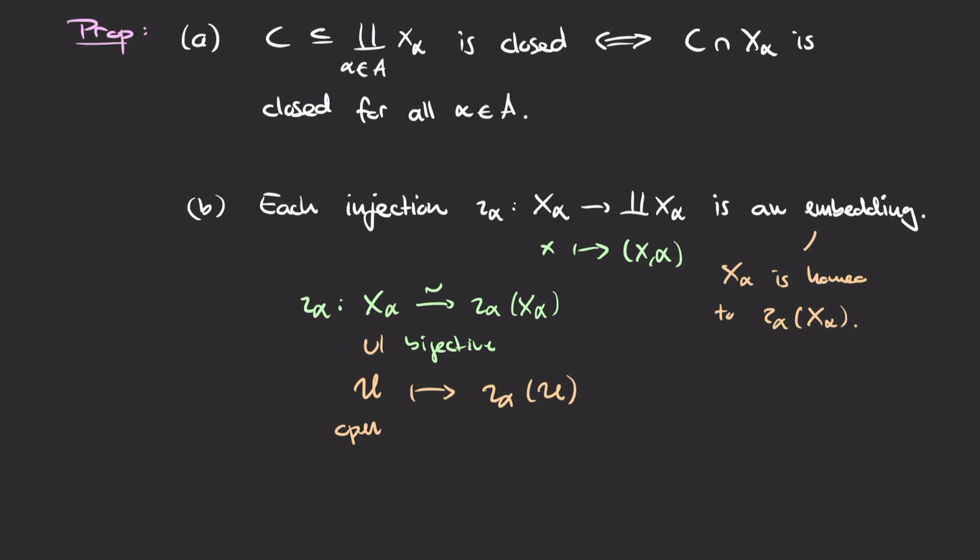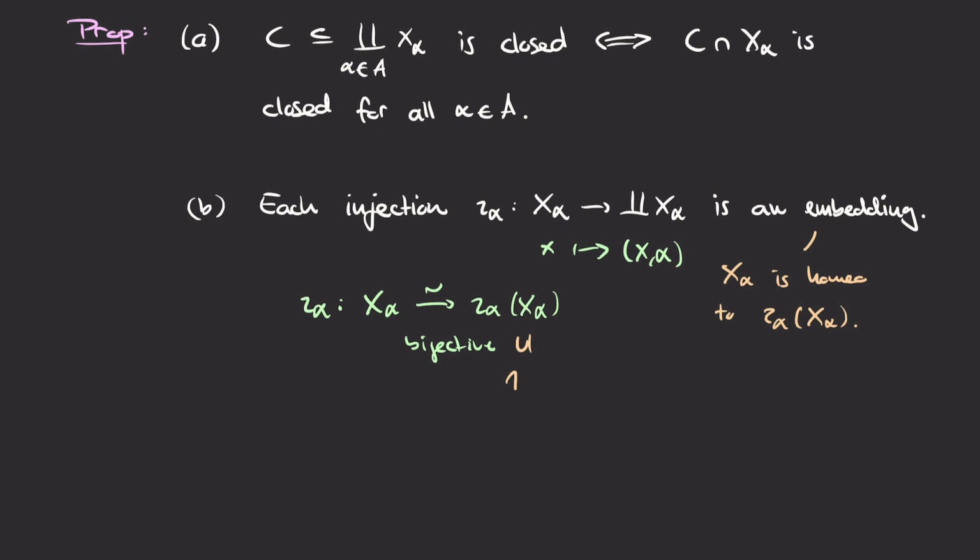However, because U is a subset of X alpha, it has empty intersection with all other component spaces that are not X alpha. And we know that the empty set is always an open set of every one of those spaces. Therefore, the only interesting intersection will happen with X alpha itself, and iota alpha of U intersected with X alpha is just the original set U, which we assume to be open. Therefore, iota alpha of U is an open set in the disjoint union space. So this shows that iota alpha maps open sets to open sets.